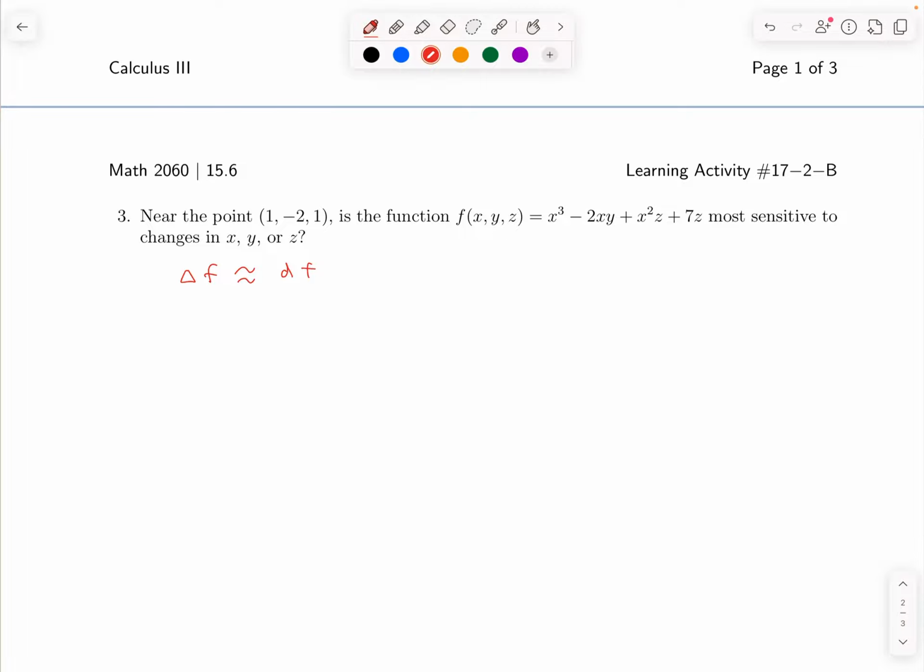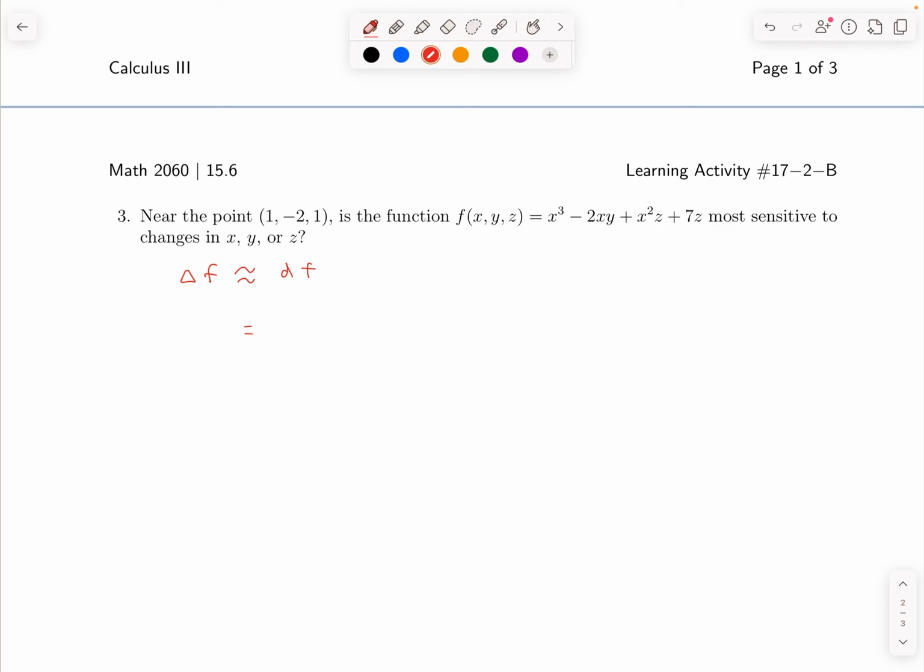So that's why we want to find the total differential, because you don't really want to plug in the real change in x or the real change in y or the real change in z. So let's do an approximation. And we know that the total differential right here, notice that f is a function of 3 variables, so you should have 3 terms.